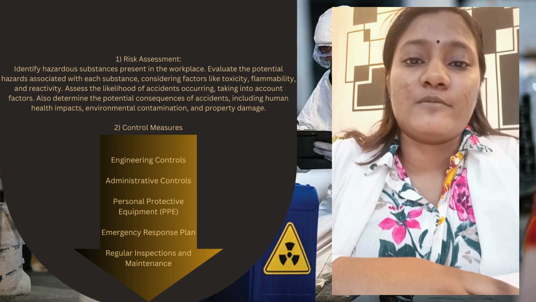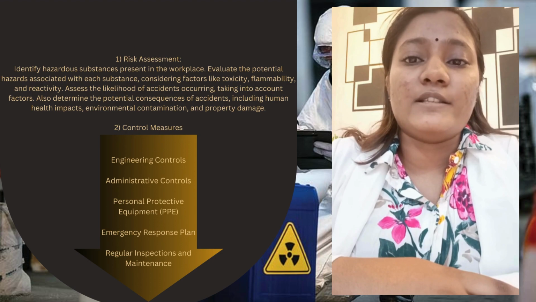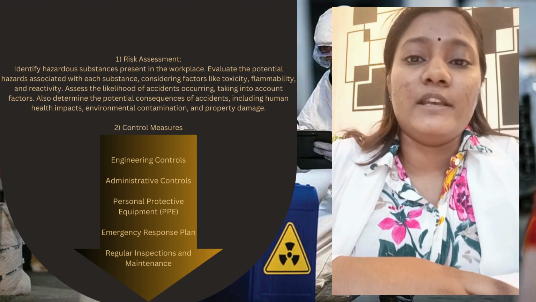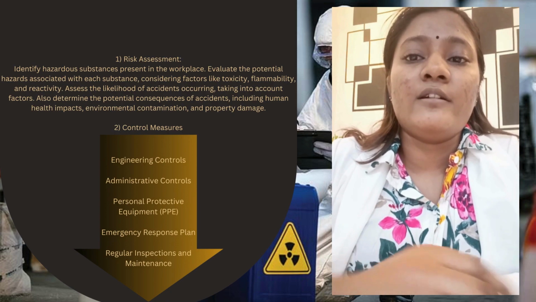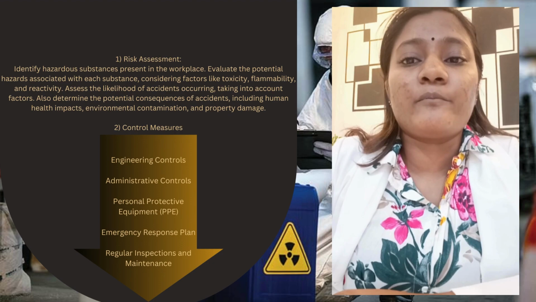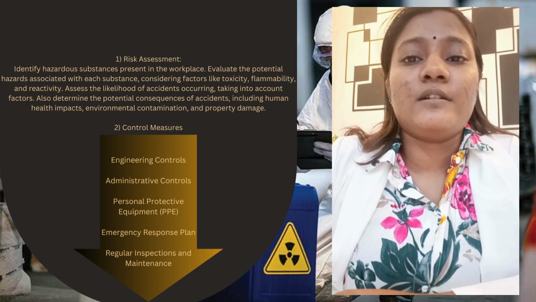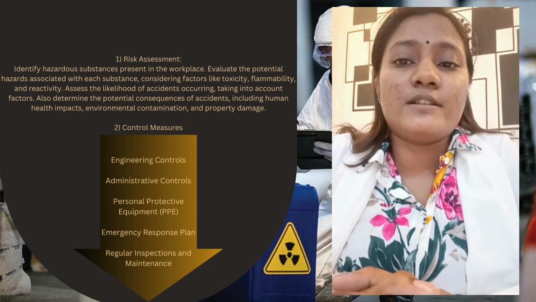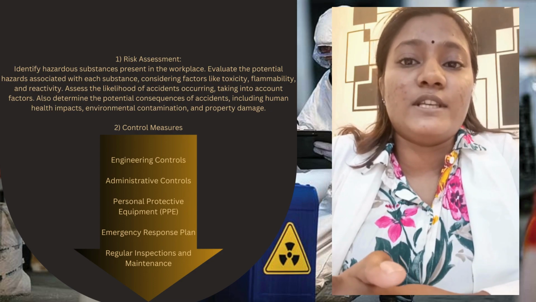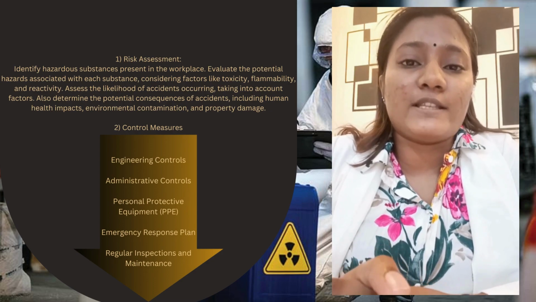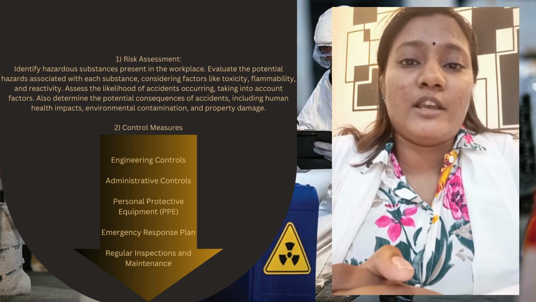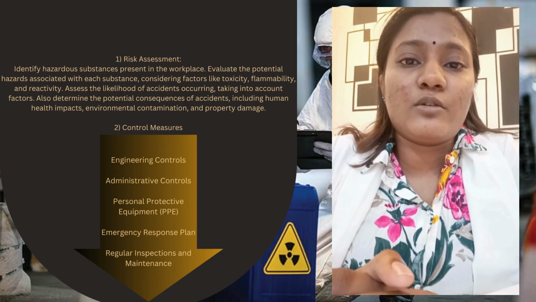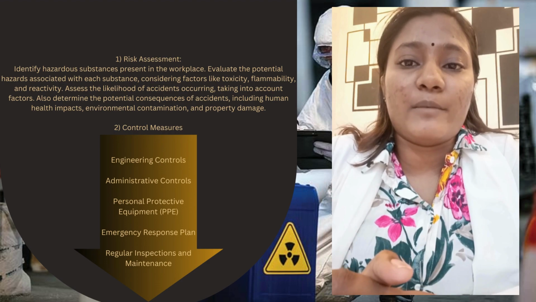Firstly, for risk assessment, identify hazardous substances present in the workplace, such as sulfuric acid and styrene. Also, identify how accidents may occur, taking into account factors such as handling procedures, storage conditions, and equipment maintenance. Determine the potential consequences of accidents, including human health impact, environmental contamination, and property damage.